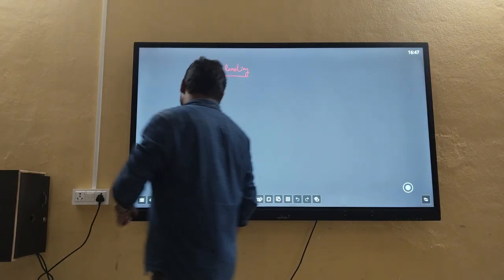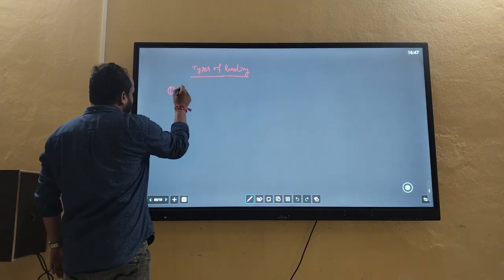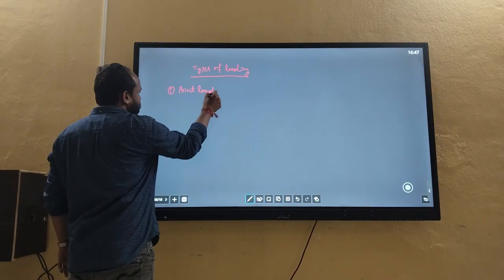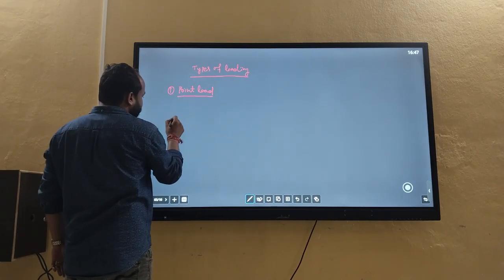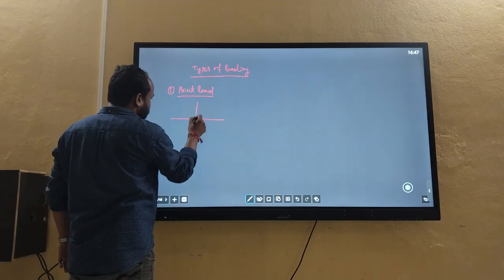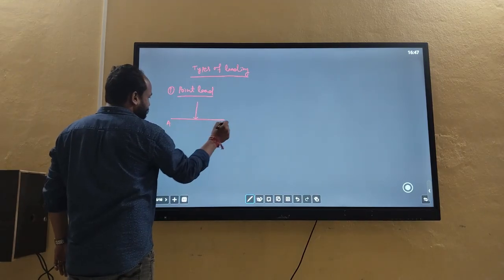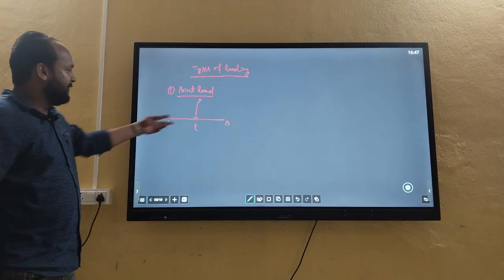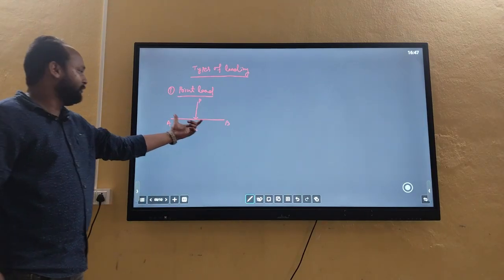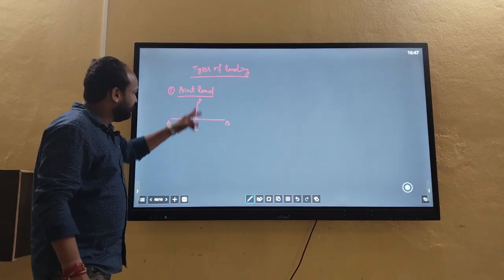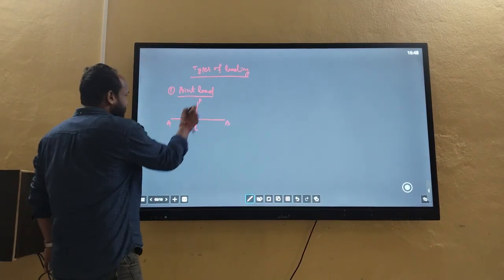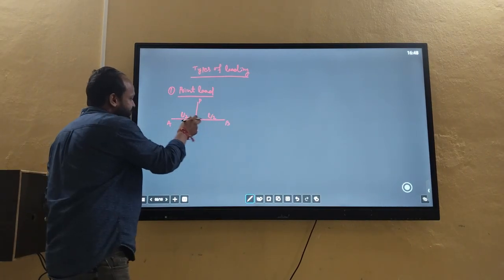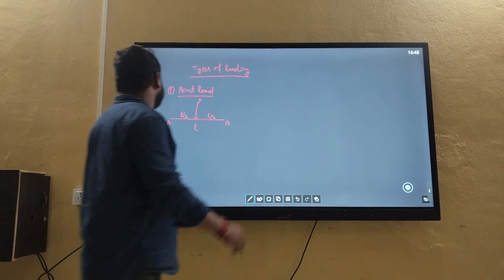So the first one is your point load. We have a beam of length L known as AB, and the point load is acting at the center. If a point load is acting at the center, spaced L by 2 from both sides, it is known as a point load.